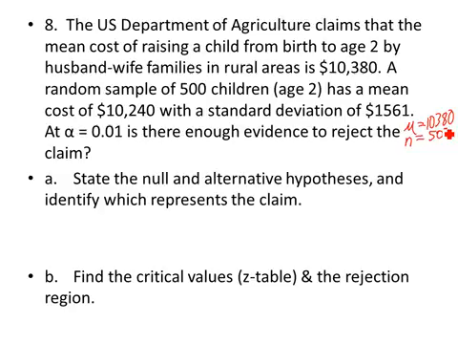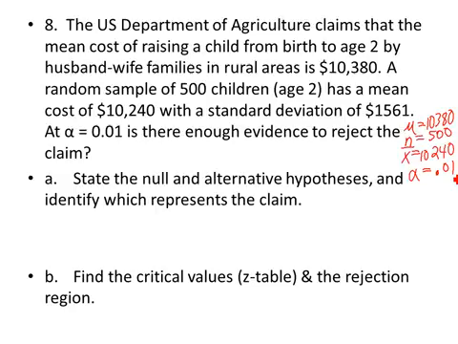Age 2 doesn't really make any difference. And we figure out that our x bar, that's our sample mean, is 10,240. So we're saying when we did a sample, it cost $10,240 to raise a kid for those first 2 years, and the Department of Agriculture said it cost about $10,380. And then our alpha, our level of significance, is 1%. So we're going to check this at 1%. Remember, the lower the percent here, the less likely you are to reject something. So we're giving them the best chance to be correct.